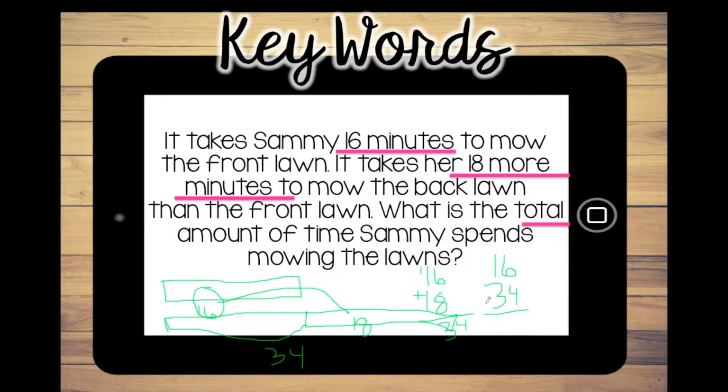So this one we added and added. So 6 plus 4 is 10. Then 1 plus 1 plus 3 is 5. So we get 50 minutes. All right, let's move on.